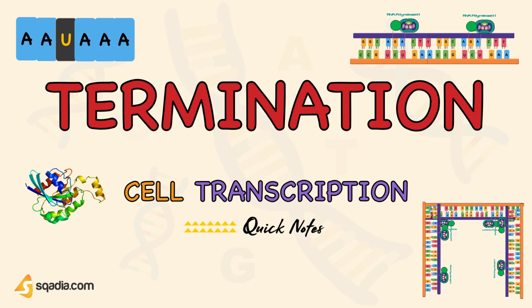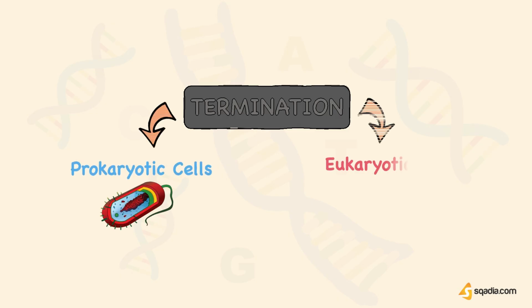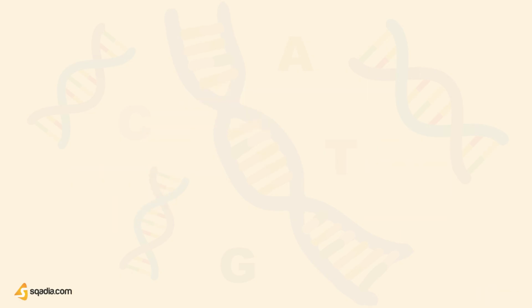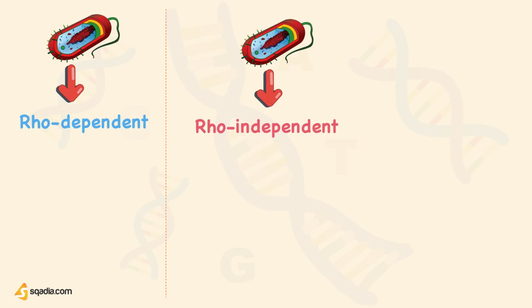So, let us move towards the last phase, which is known as termination. Termination is different in both prokaryotic and eukaryotic cells. Prokaryotic cells have two types of termination processes. One is rho-dependent, and another one is rho-independent.